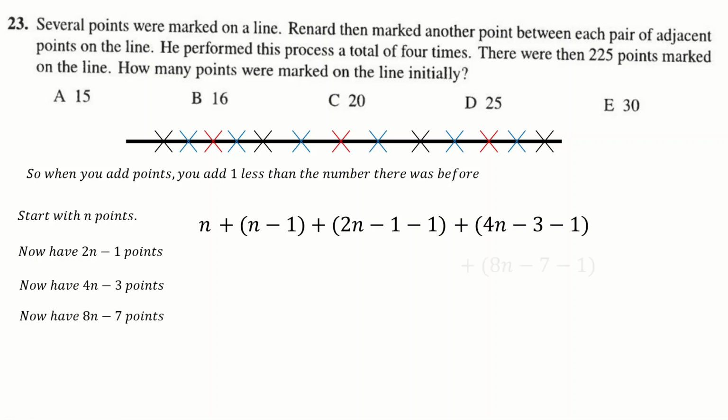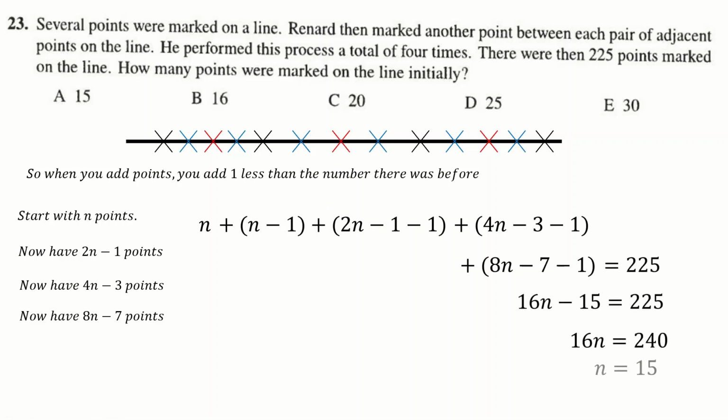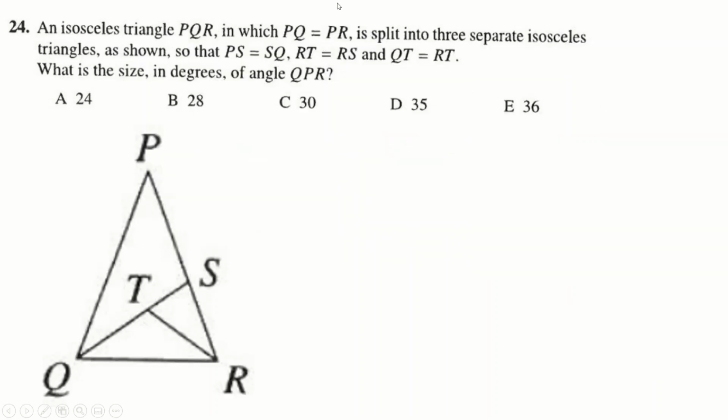Now we add them up again and we add in one less than that. And all of that, after we do it 1, 2, 3, 4 times, all of that makes 225 points in total. And this is just some algebra to solve. And you can solve it and you'll get your answer of 15.